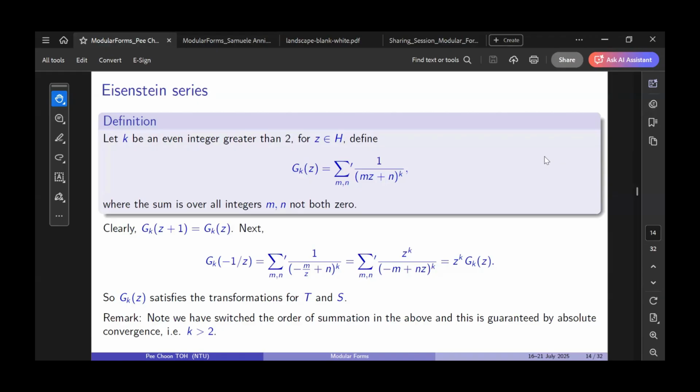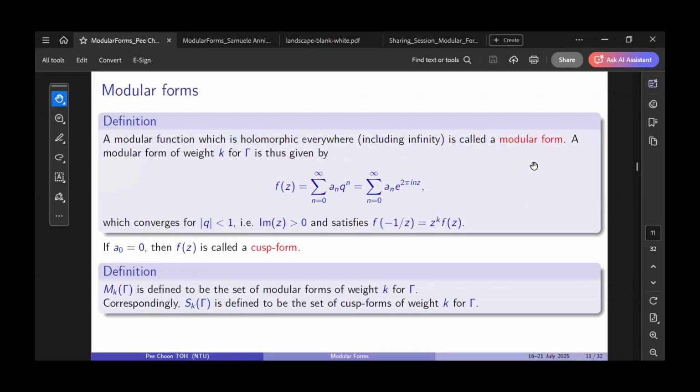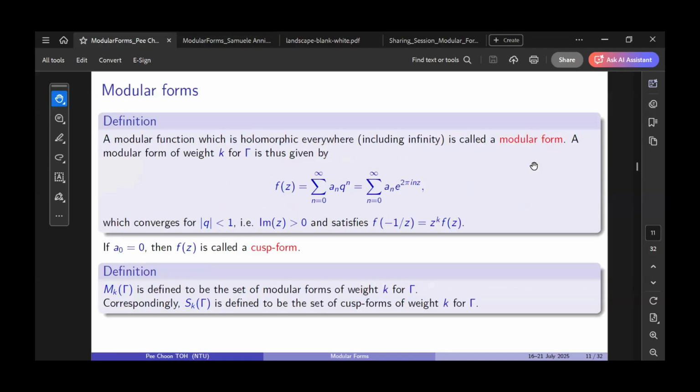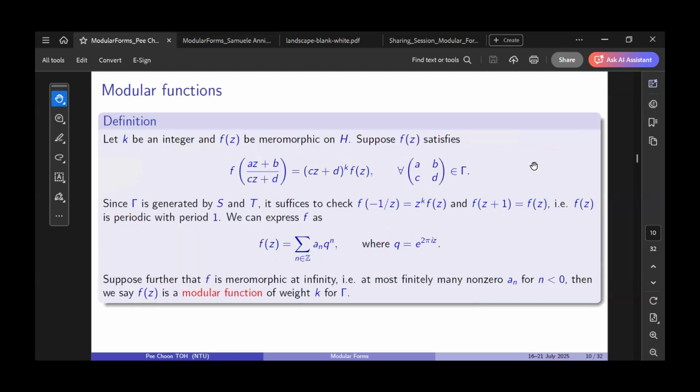Okay, so what makes this series special? Remember the definition of a modular function. They need to satisfy these two conditions, right? F of minus 1 over z is equal to z to the power of k times F of z, and this one.